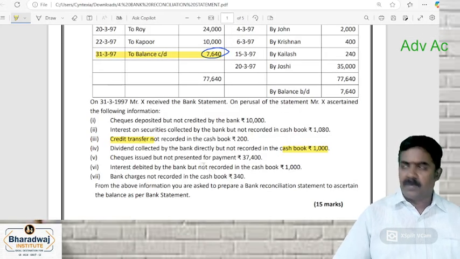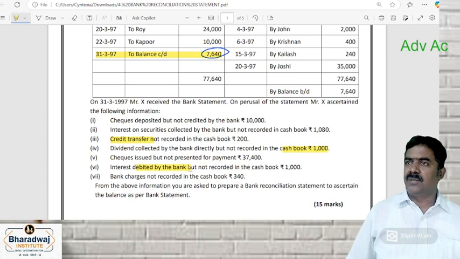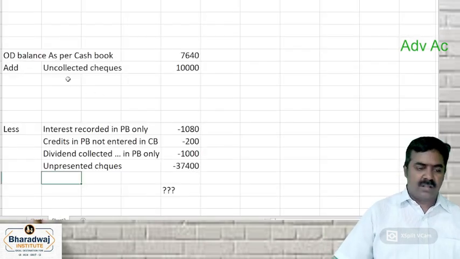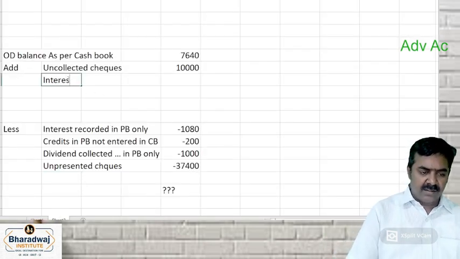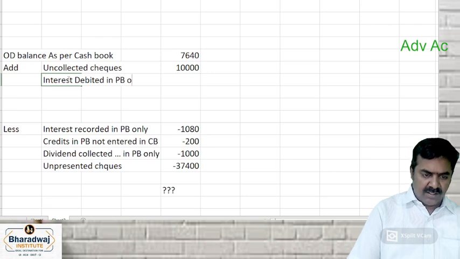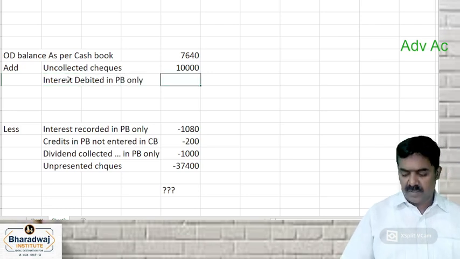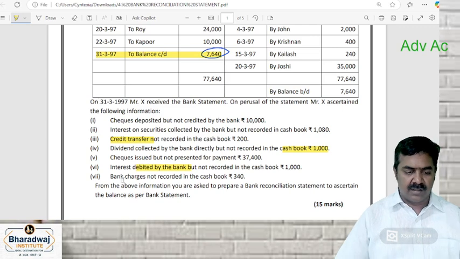Then interest debited by the bank. Debited by the bank என்ன அர்த்தம்? Bank has reduced. We should also reduce it. But OD starting finale interest debited in passbook only. எவ்வளோ? How much? 1,000.